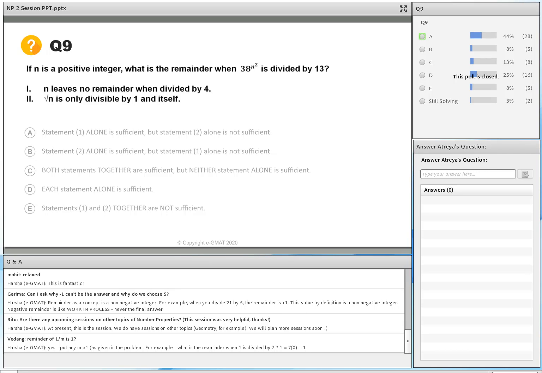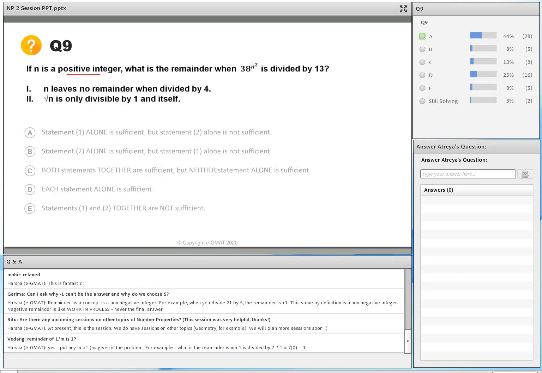So 44% of you tell me that the answer for this question is choice A, which is almost 3 times of what I had in the first go. 25% of you tell me that it's choice D, 21% of you tell me it's either B or C, and another 8% with choice E. All right, now let's read this question.